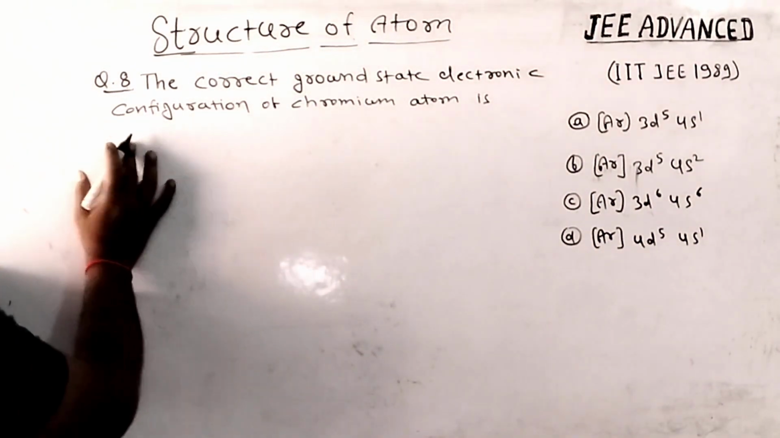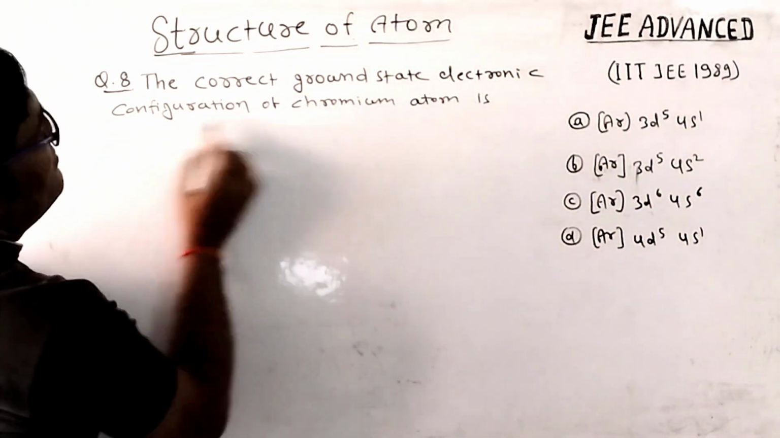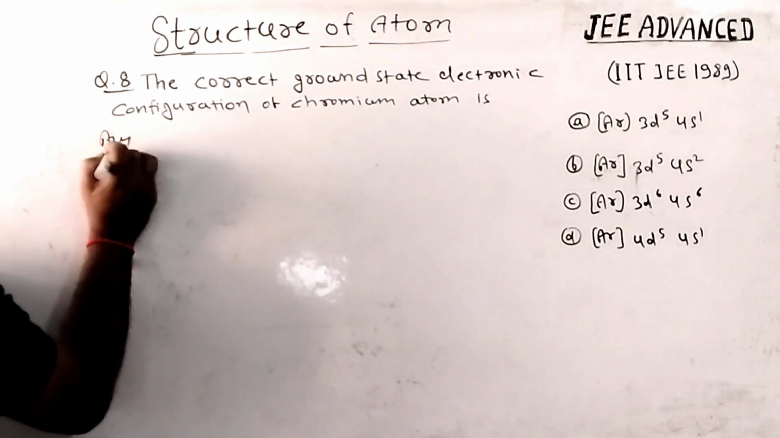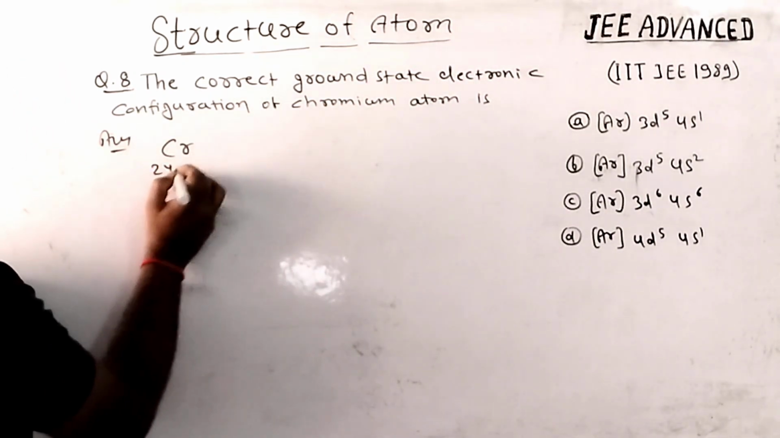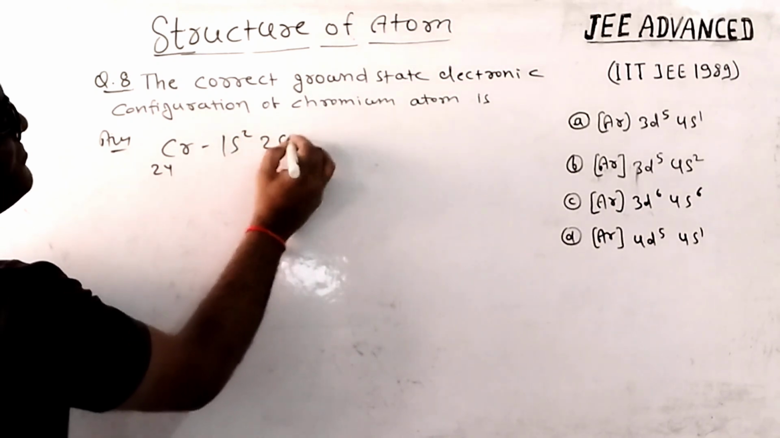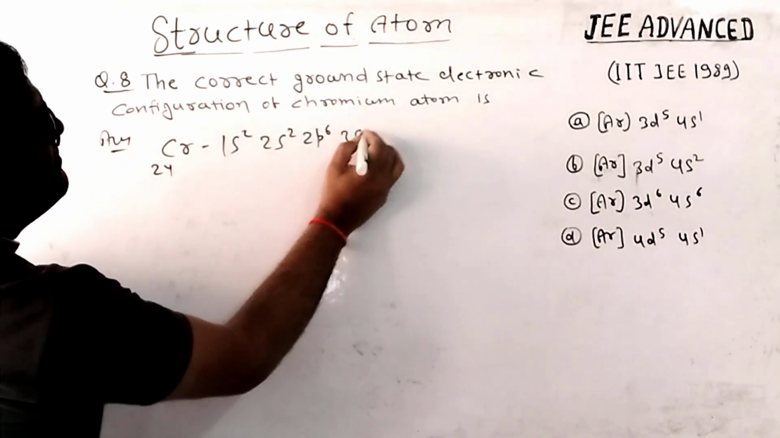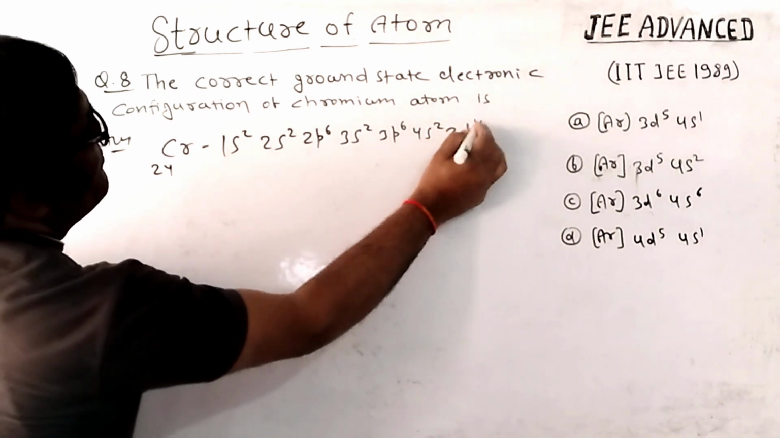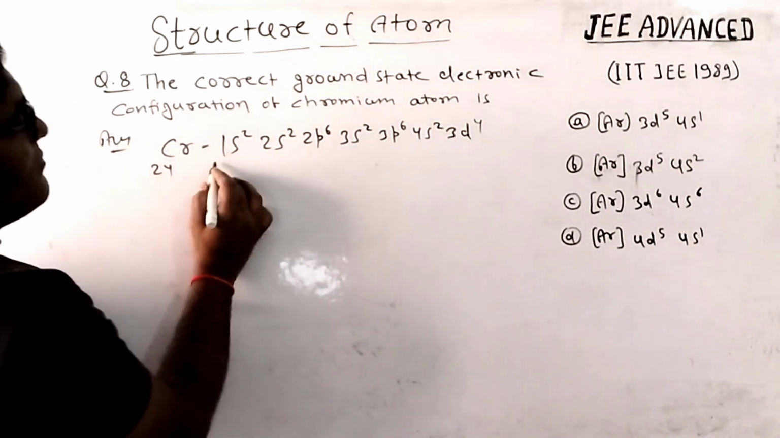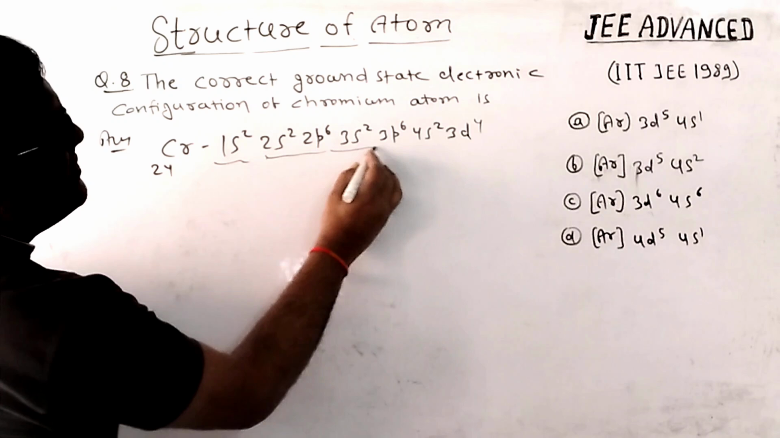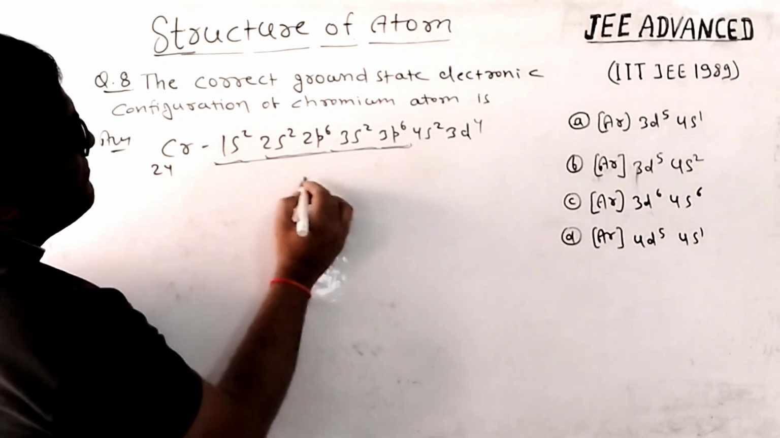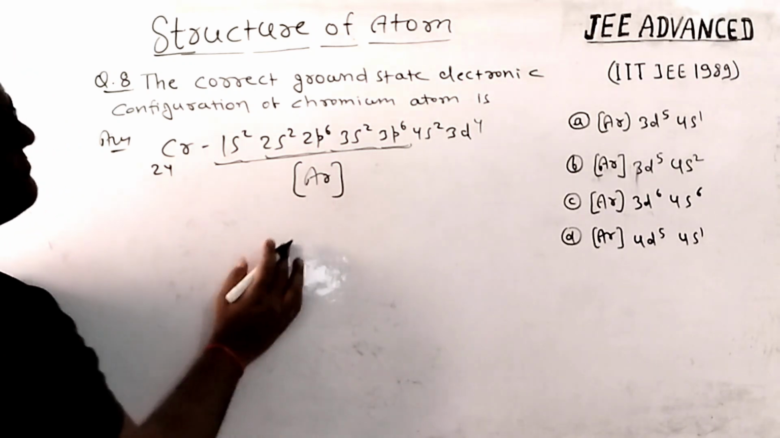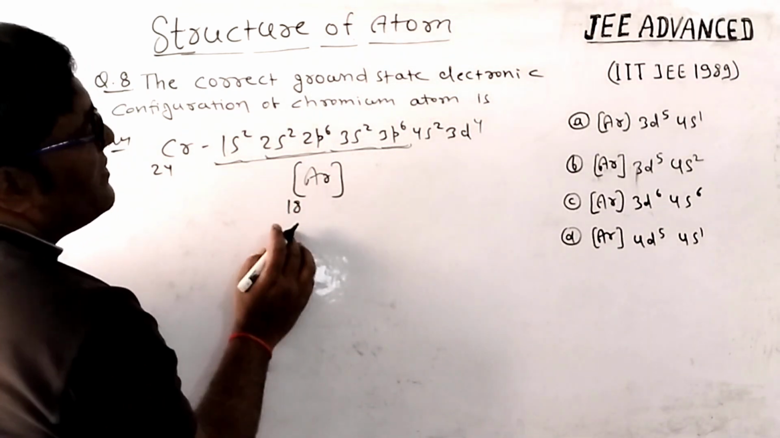According to question number 8, the correct ground state electronic configuration of chromium atom is, options are given. Now atomic number of chromium is 24, electronic configuration is 1s2, 2s2, 2p6, 3s2, 3p6, 4s2 and 3d4. Now 1s2, 2s2, 2p6, 3s2, 3p6 is the electronic configuration of inert gas element argon. So we can write here argon, atomic number 18.